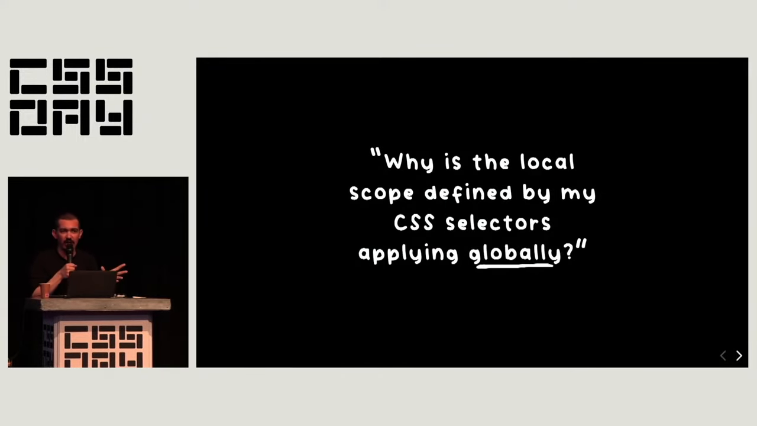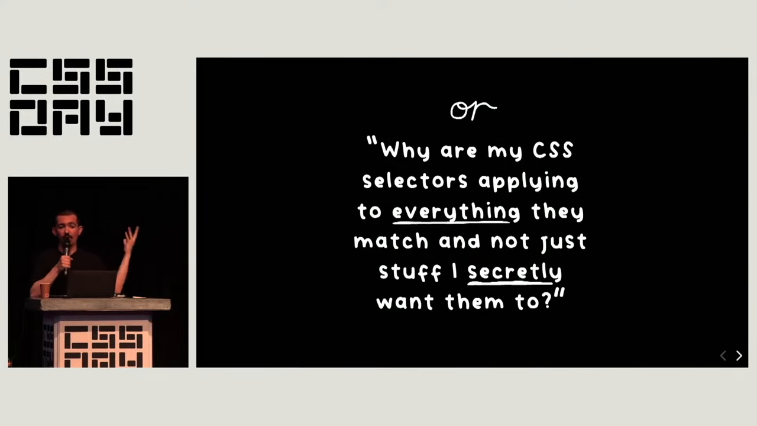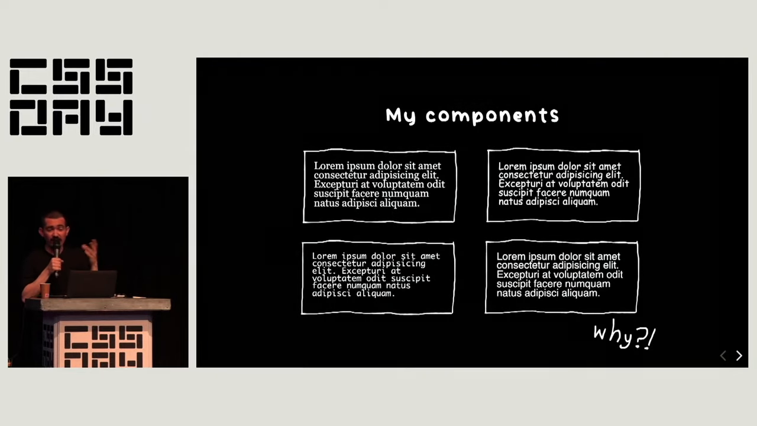But I think what they're trying to ask is, why is the local scope defined by my CSS selectors applying globally? Why is it applying in all places? Or to put it another way, why are my CSS selectors applying to everything they match and not just to stuff I secretly want them to? Or why can't CSS read my mind like a real programming language would be able to do? And the reason is quite simple.